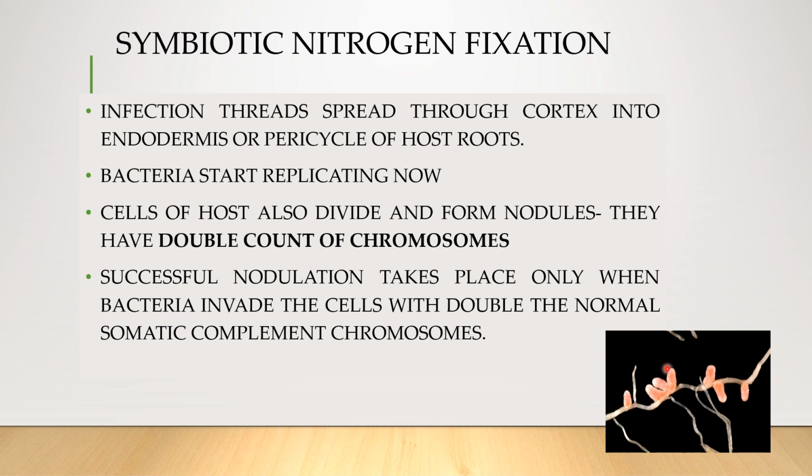And what happens is, during this process, the host cells also start dividing, they double their chromosomal count, and then they start forming nodules. So successful nodulation takes place only when the bacteria are able to invade the cells with that double count of chromosomes, that is double the normal somatic chromosome complement.